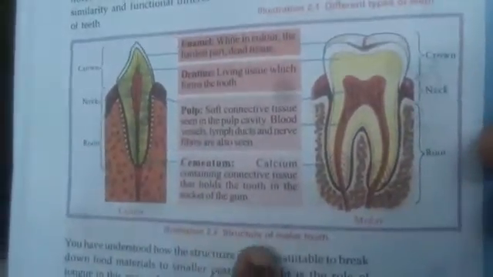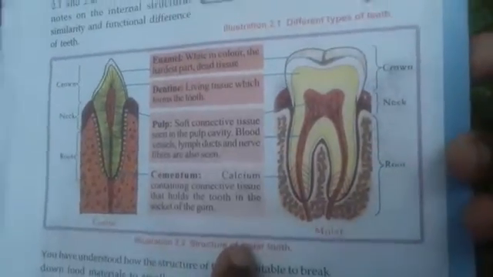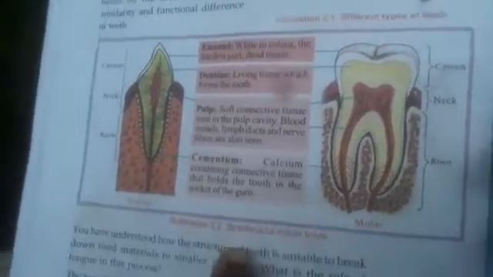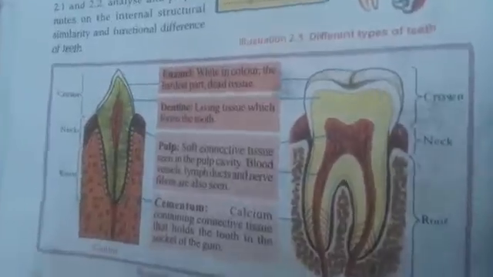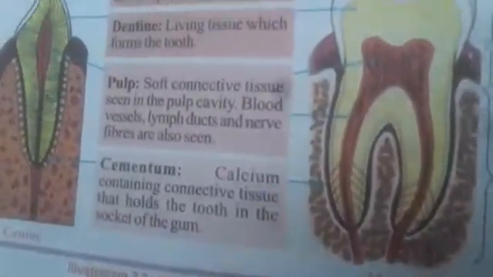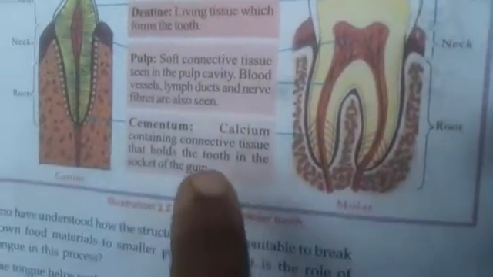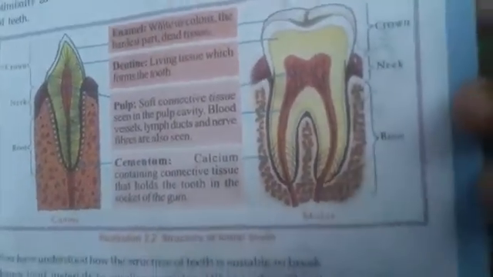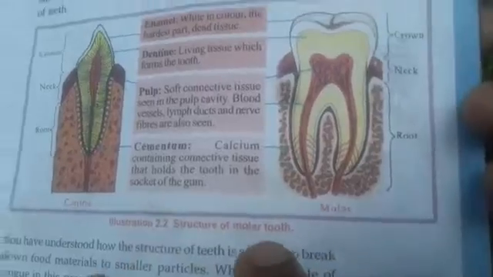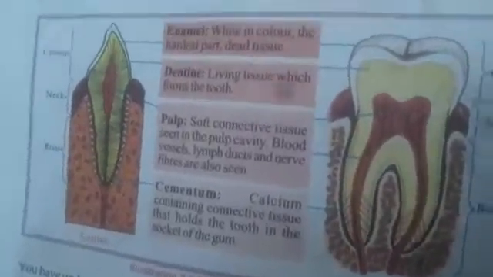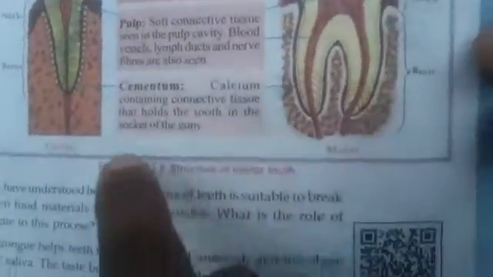The last part is the cementum. Cementum is made up of calcium, and this is a connective tissue. It helps to hold the tooth in the socket of the gum. Like cement, we know that cement is used to connect two bricks. Like that, this cementum is used to connect our teeth with the gum.